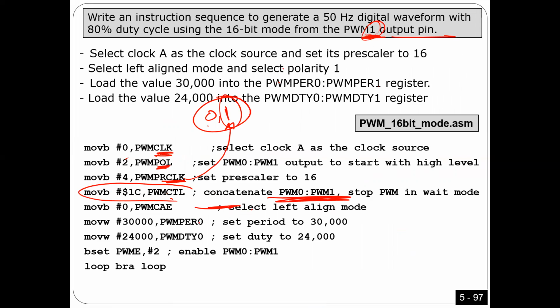Now for period, I'm going to write a word to this one, but the way it's going to be done is this one and the next one. So here I'm going to write 30,000 to this one, and it's going to be written on this one and the next one. Here 24,000 on this one, so it's going to be this one and the next one, because now this is the main objective. Instead of a byte duty cycle and byte period, I'm going to have a word. And then this is the enable. In the enable again, I'm going to use this enable for number 1.